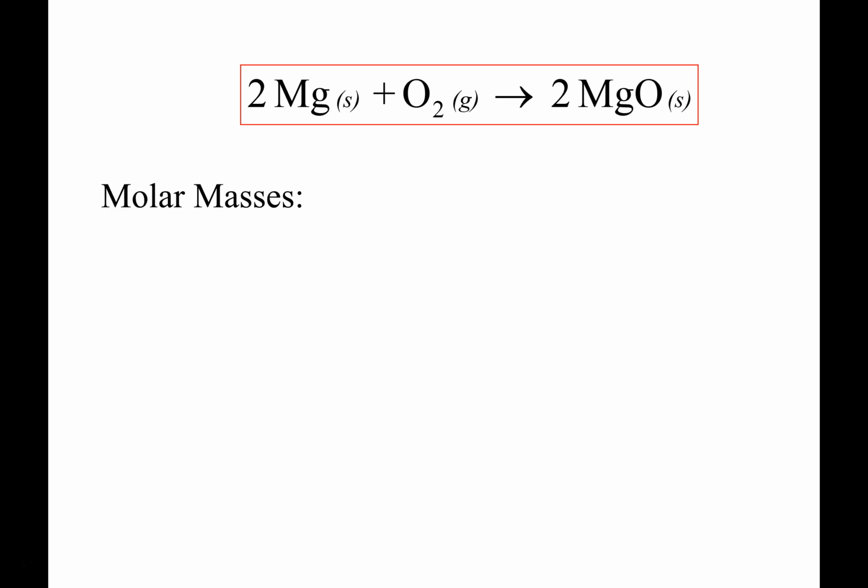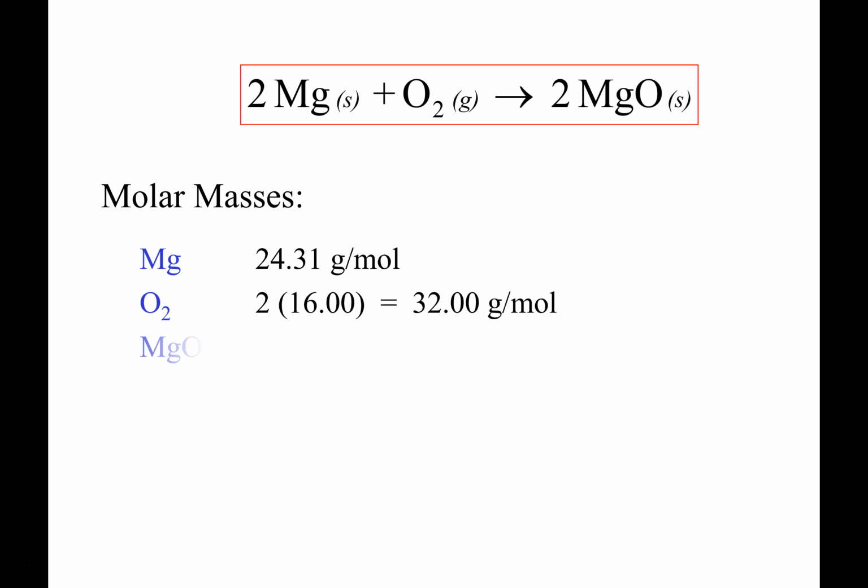Okay. So we're going to need the molar masses. And actually, I went ahead and knocked out the molar mass of everything, even though for this problem we don't need the molar mass of magnesium oxide yet, but we will here in a minute. So for magnesium, from the periodic table, you're looking at 24.31 grams per mole.